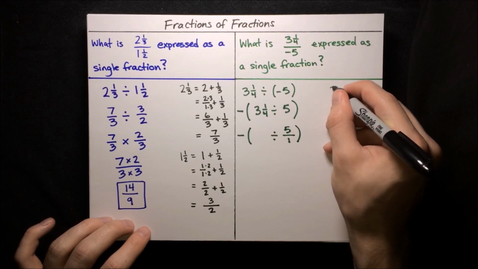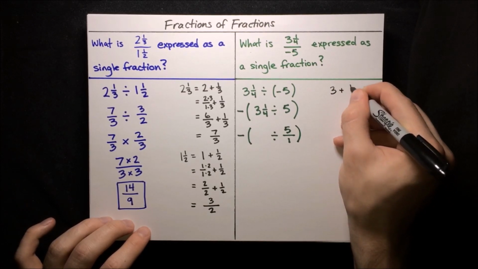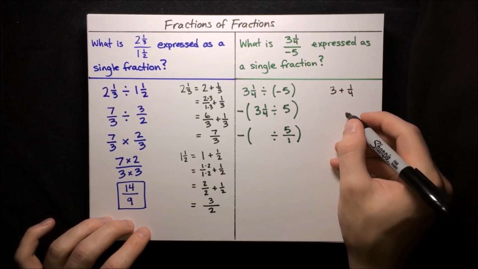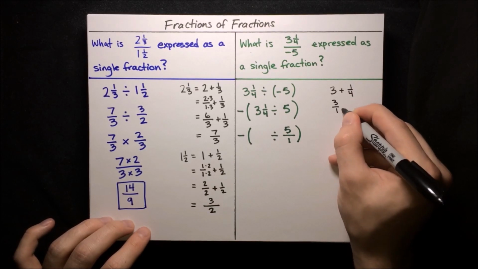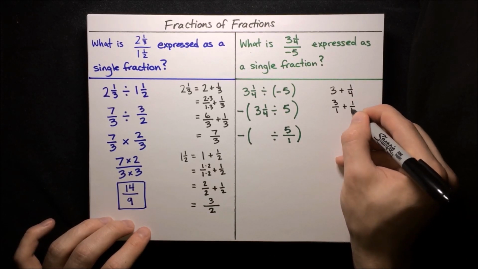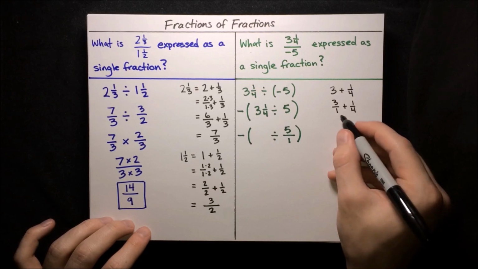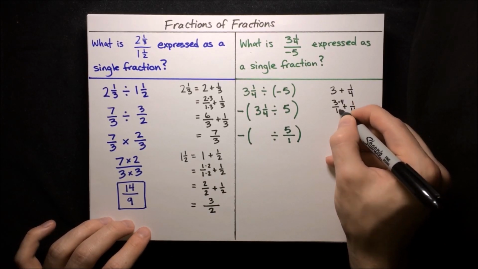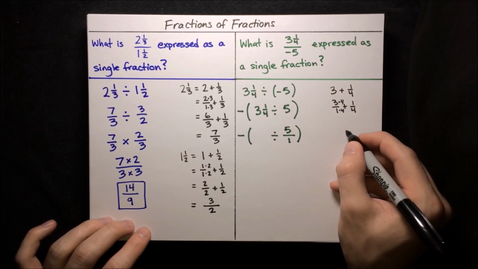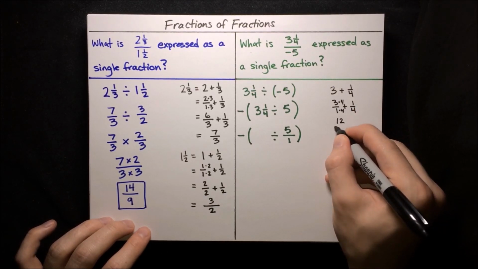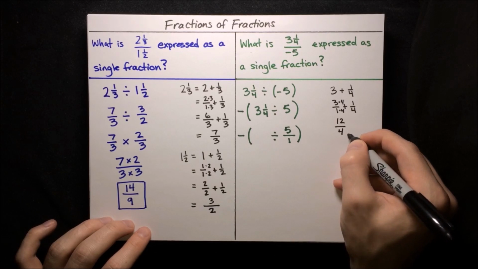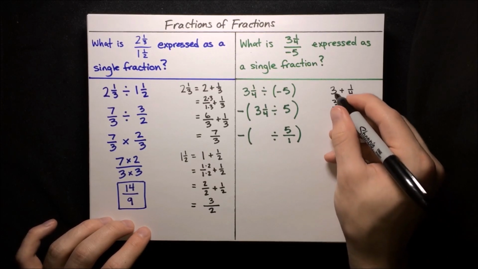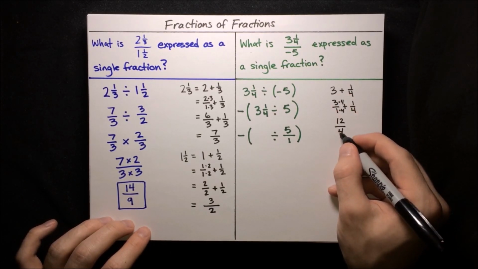3 1/4 is just 3 plus 1/4, and 3 is just 3 over 1. So 3 over 1 plus 1 over 4. We want the same denominator of 4, so multiply this 3 over 1 fraction by 4 on top and bottom. 3 times 4 is 12. 1 times 4 is 4. Sanity check, 12 over 4 is equivalent to 3, because 12 divided by 4 is 3.